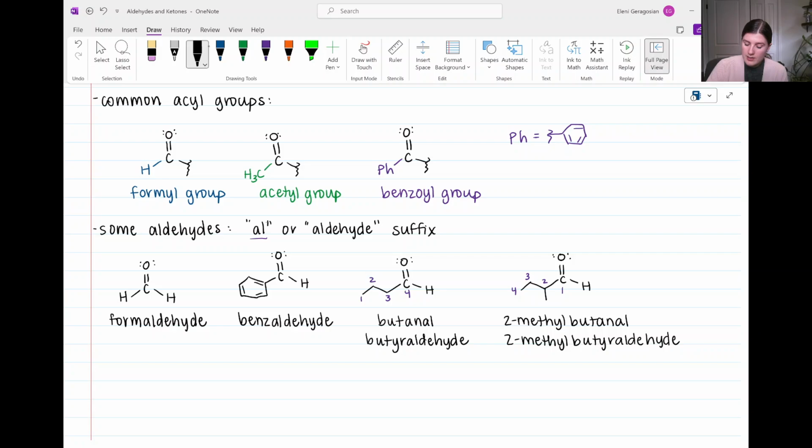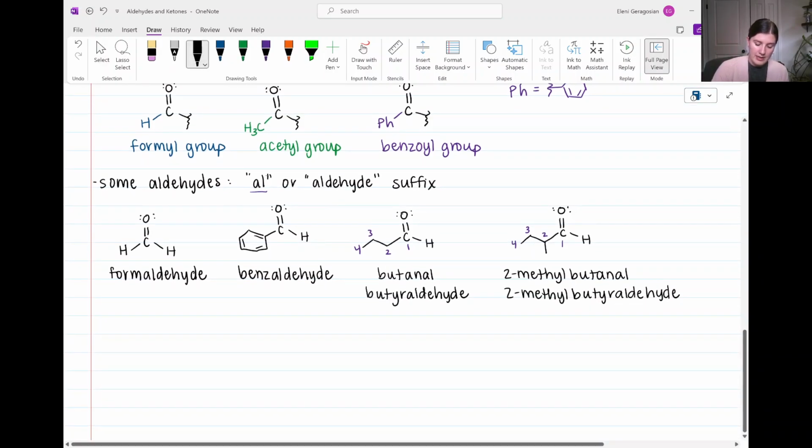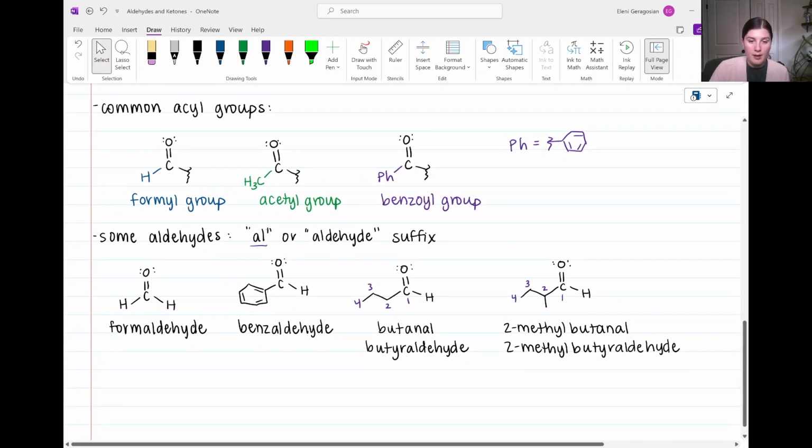Just so we're consistent, I'll shift the numbers from butanol so that the numbering is correct given how we would number for naming. So we give the carbonyl carbon number 1, and then 2, 3, and 4. Okay, so this is naming for aldehydes. We'll do some more practice in class. We have the -al or aldehyde suffix. And if you have one of these common acyl groups, then you use these special names, the formyl, the acetyl, or the benzoyl group.